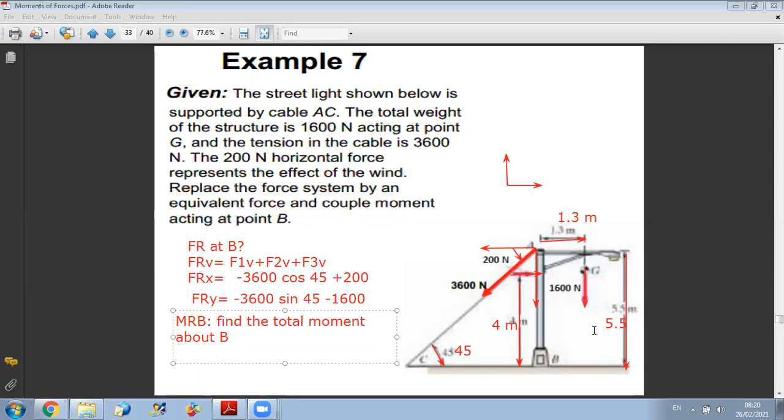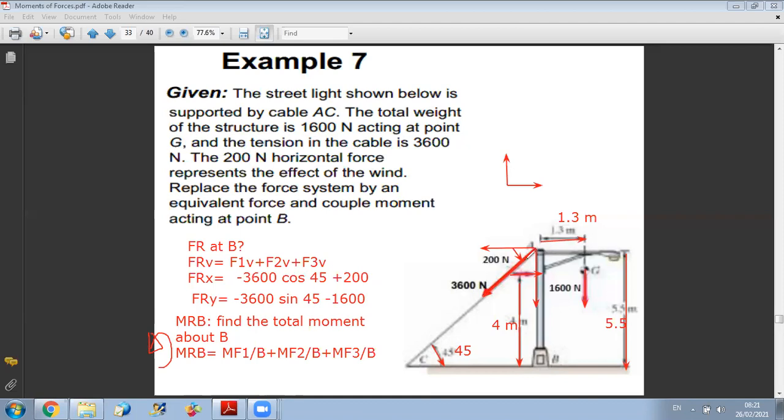So the resulting moment about B will be equal to the moment of F1 about B plus the moment of F2 about B plus the moment of F3 about B. And here I should select a positive direction. I can take, for example, the counterclockwise as positive. And now I will start with the first force, this tension here.